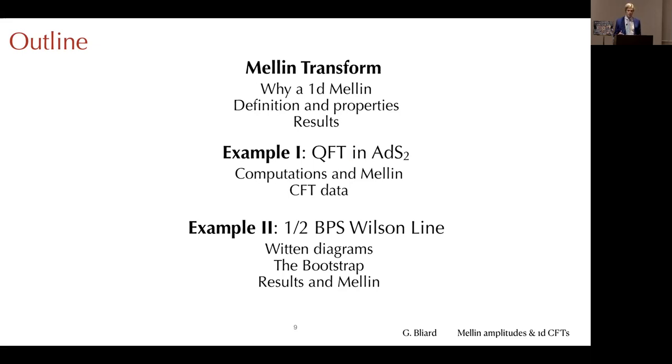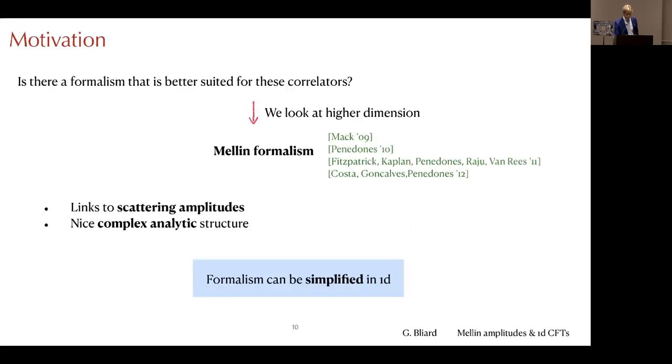Then I'll spend a bit more time going through two examples to show how this Mellin formalism can be used in these settings. The first one will be using this bottom-up approach of a quantum field theory defined in AdS2, and in particular, the higher derivative four-point interactions, and seeing how this Mellin formalism can help us. And then in the second example, we'll revisit this case of the half-BPS Wilson line and see whether this Mellin amplitude can give us some intuition.